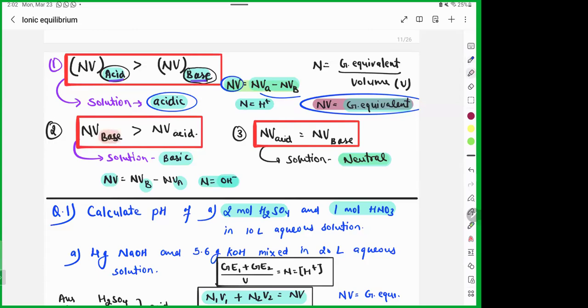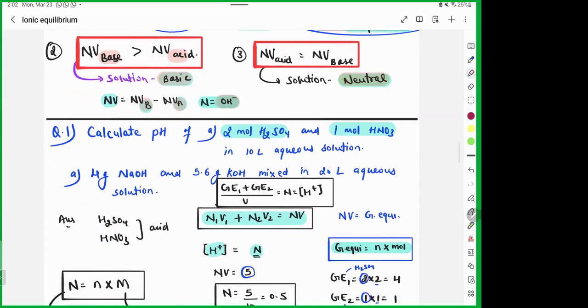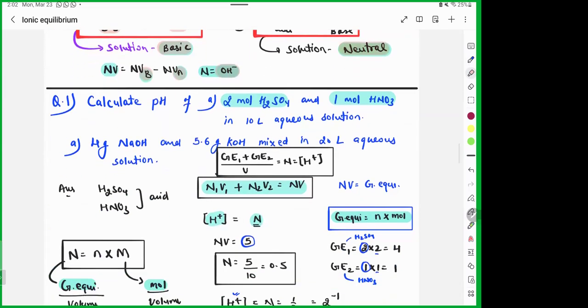Continue with this. If base is more than acid, definitely overall solution is base. If overall solution is base, OH negative will decide the concentration. It will be base minus acid. If both are equal, solution will be neutral. Correct? Solution will be neutral. Any doubt?